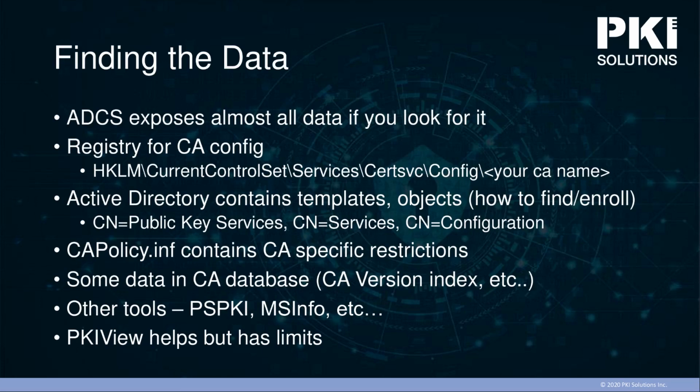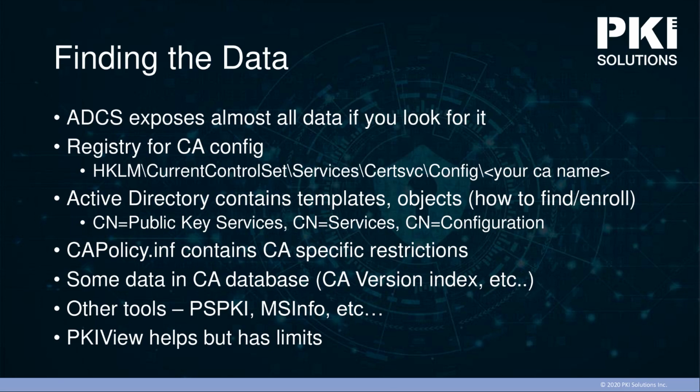There are some things that are kept in the CA JET database itself, things like the CA version index. This is each time you renew a CA and you're asked whether you're creating a new key or using the same key, that index links which certificate and which key is being used. All of that kind of information is stored in the CA database itself. It can be extracted with the right command syntax, but it's not just sitting in the registry, for instance.